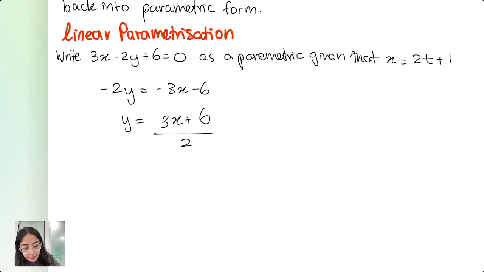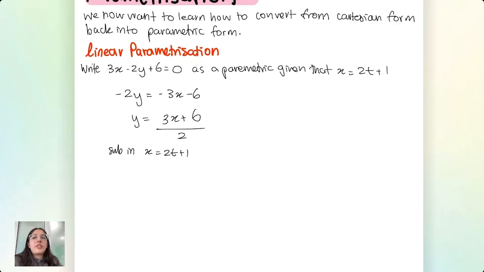Okay. Now we're going to sub in x equals 2t plus 1. Can I get you guys to do that and just simplify to the best of your ability? And then write the parametric form. Remember, to write the parametric form, you need to give me the x and y equations right next to each other just to show me the parametrization.